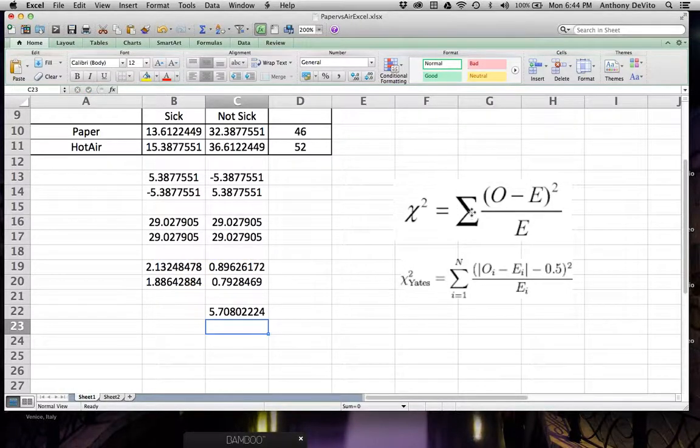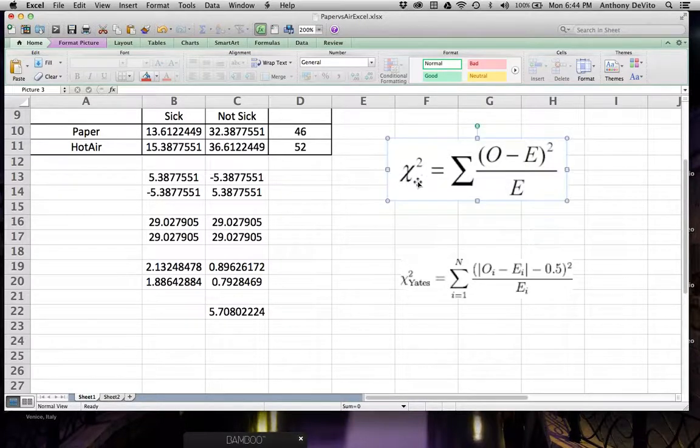Take a look at this formula that I have right here. This is the number for chi-square. That big scripty X is the Greek letter chi, capitalized. What does it say? Sum of the observed minus the expected values squared, divided by the expected values. That is the value that I'm calling chi-square.